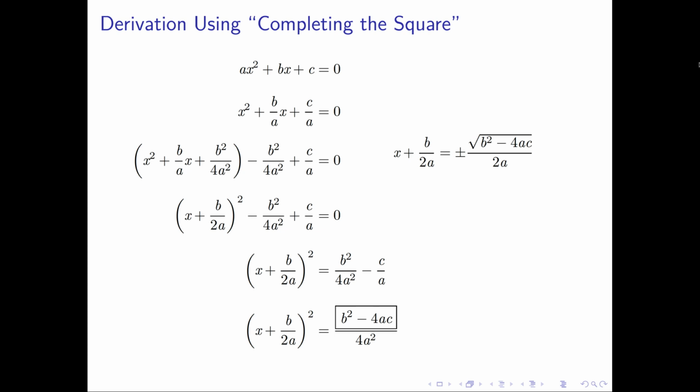Next, subtract b over 2a from each side. Put the entire right side over the same denominator, and there's our formula. And again, this formula gives you the two values of x that make the original equation true.